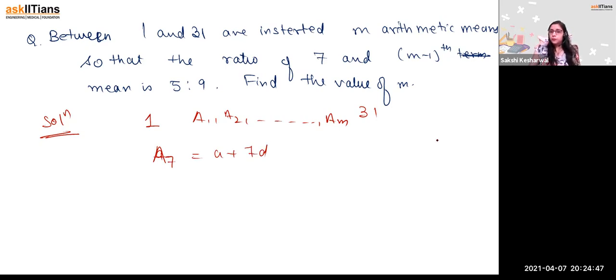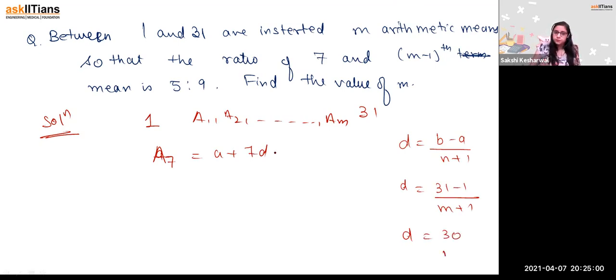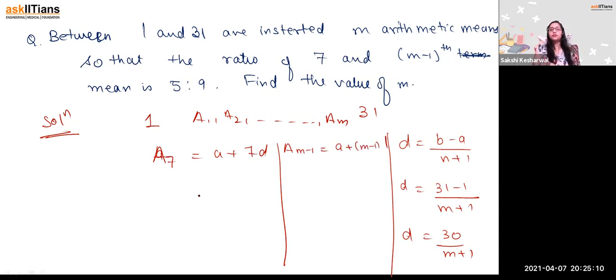And what will be the value of D? D is equal to (B minus A) upon N plus 1, right or not? So there are how many arithmetic means? So D is equal to 31 minus 1 upon m plus 1. So D is equal to 30 upon m plus 1, right? Now you just see over here, A(m minus 1) is equal to A plus (m minus 1)D, or not. Now what you have, you just substitute the value of A and D and get the value and just find the ratio. So it is equal to what?